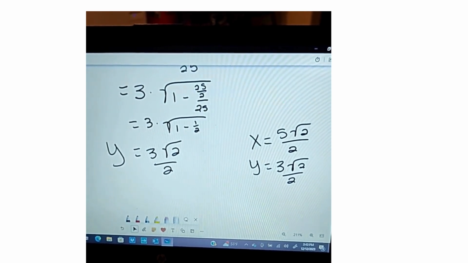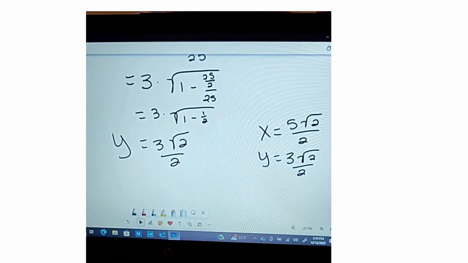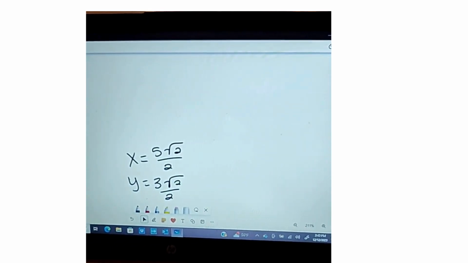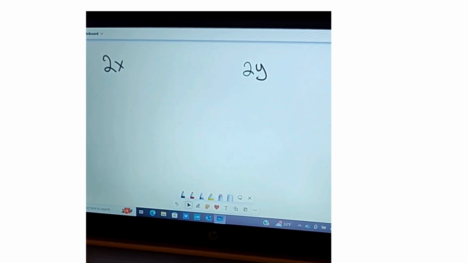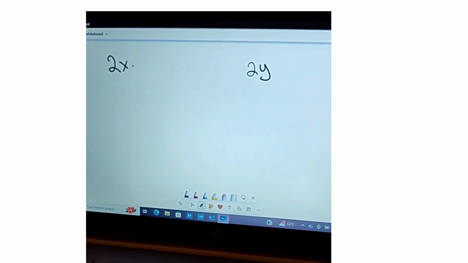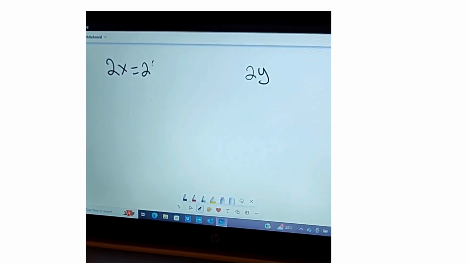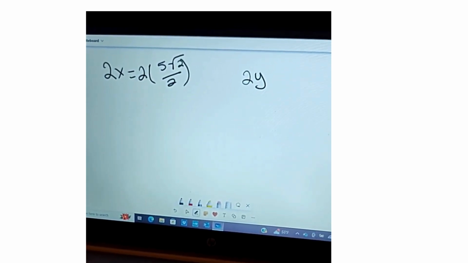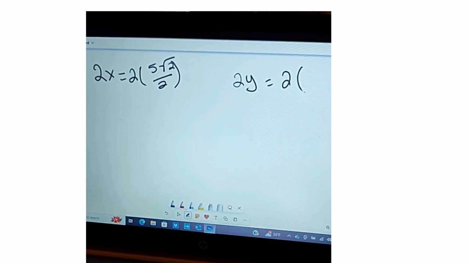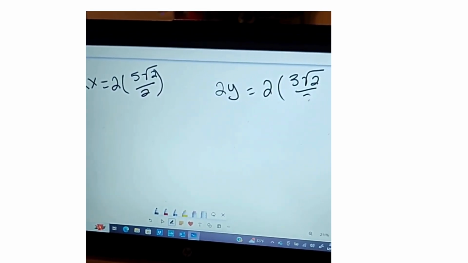The length of the rectangle is 2 times x, and the width is 2 times y. So the dimensions of the inscribed rectangle of the maximum area are 2 times x and 2 times y. So what we just got for our x and for our y is what we're going to plug in. We have x equals 5 square root of 2 over 2, and y equals 3 square root of 2 over 2.